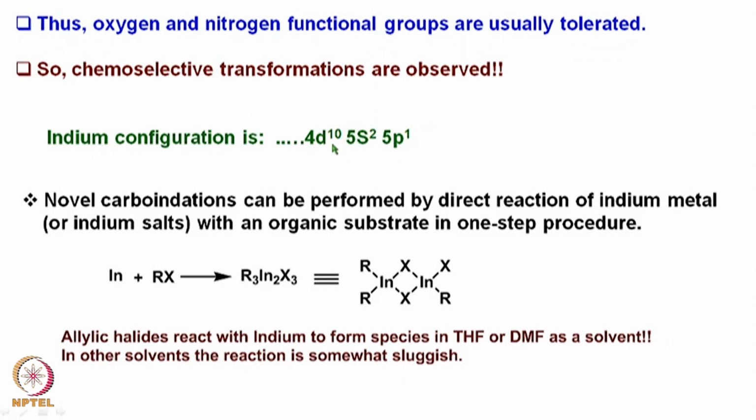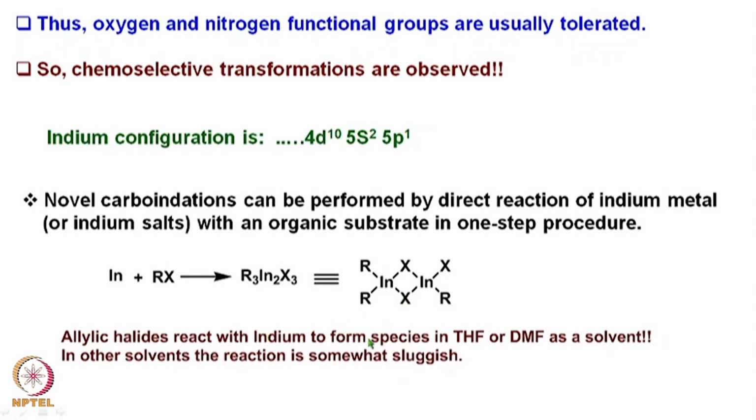Since the indium configuration is 4d10 5s2 5p1, it is found that it reacts with RX, that is halides, which could be allyl or any other organic halides, and then forms this kind of species R3In2X3, whose structure has been found to be of this kind. And this allows carboindations to take place with organic substrates in a one-step procedure. That means now we react this with, say, aldehydes or any other ketones.